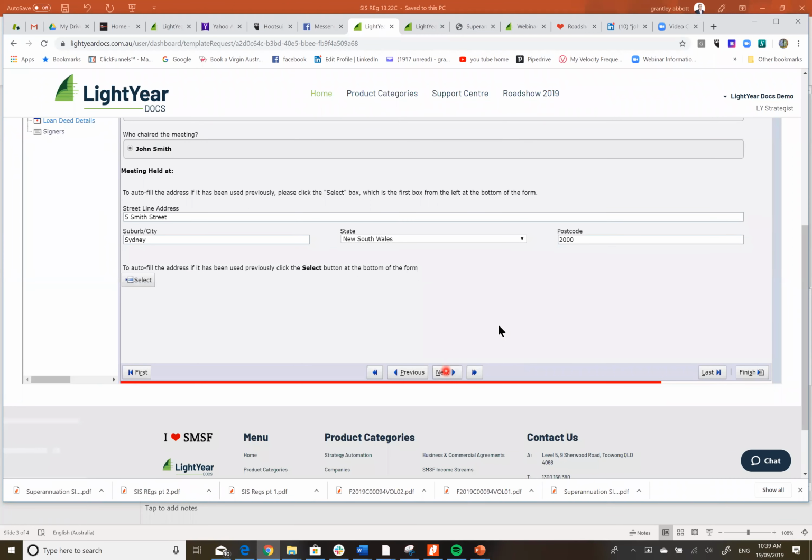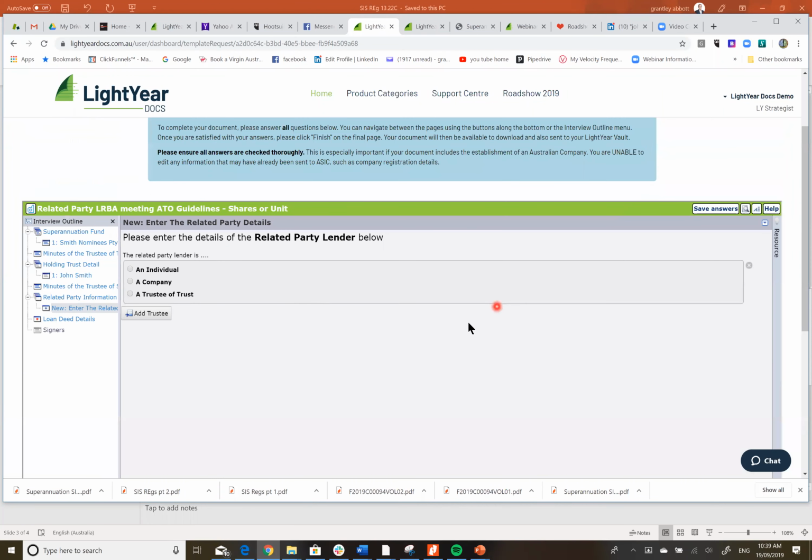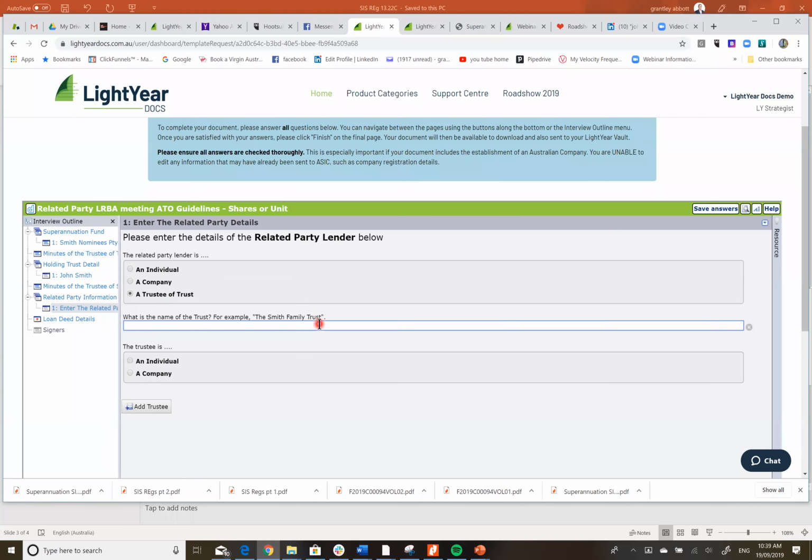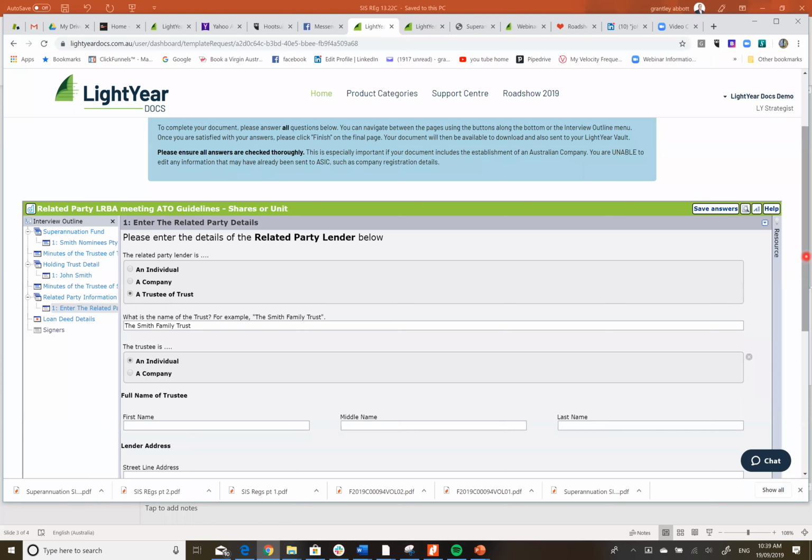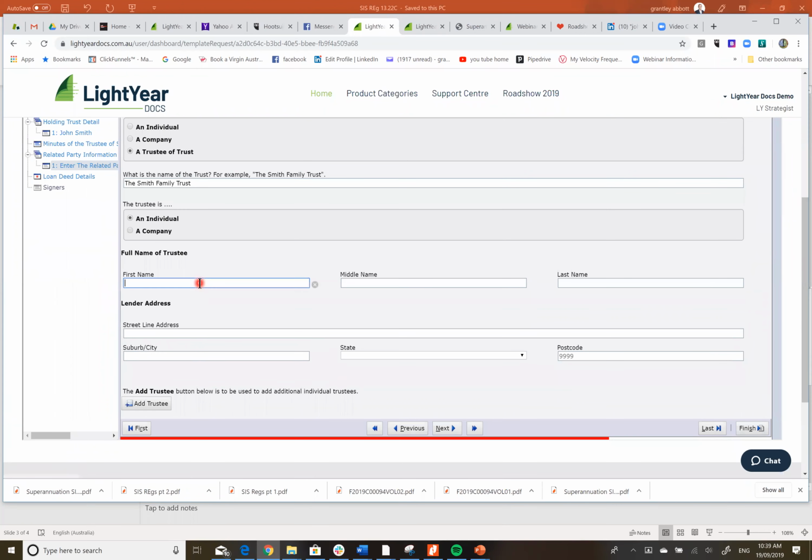Okay, so the next one is the loan. So who's a related party lender? It's going to be the trustee of the trust. So remember, it's the Smith Family Trust. Oops. The trustee is an individual. Remember, we only just did John Smith for this one. It wasn't John and Judy. 5 Smith Street.